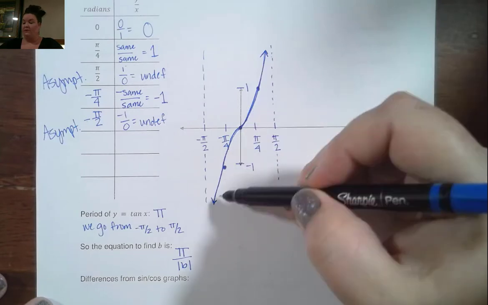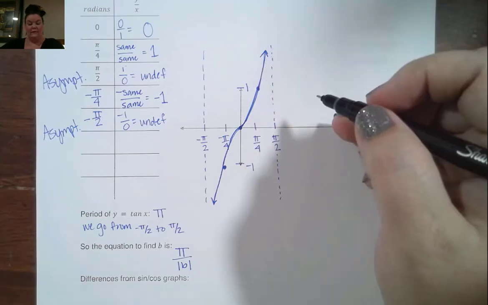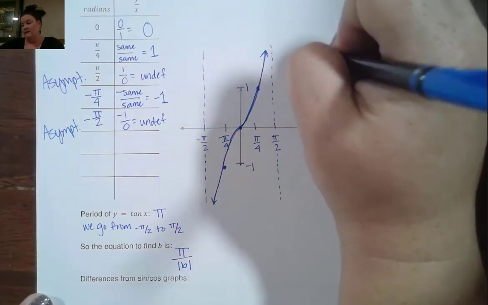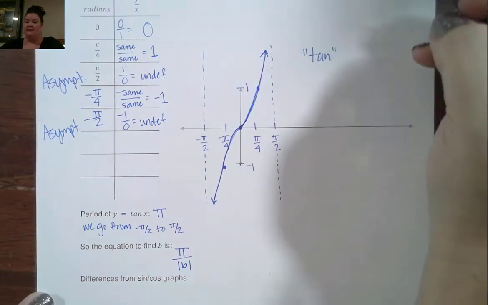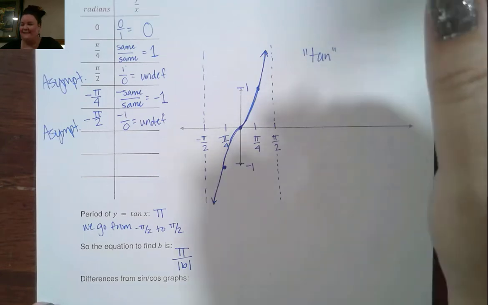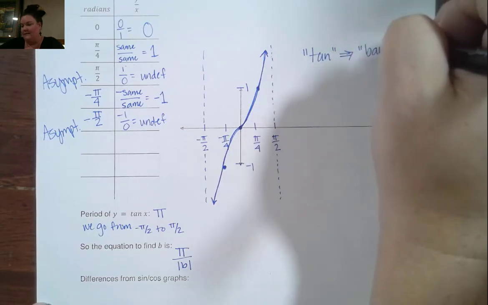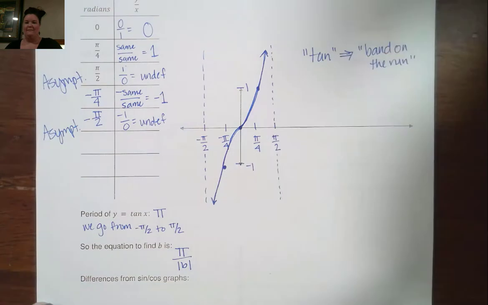Notice it's just from left to right. If I trace this with my finger, it's just going to keep getting bigger and bigger and bigger. The way that I remember this is I think tan kind of sounds like band. It really doesn't, but I want you to think of it as band on the run. Have you heard that song? Band on the run. I don't sing, anyways, but think about it as somebody who's on the run. There's no bounds. The sky's the limit. They could go anywhere.